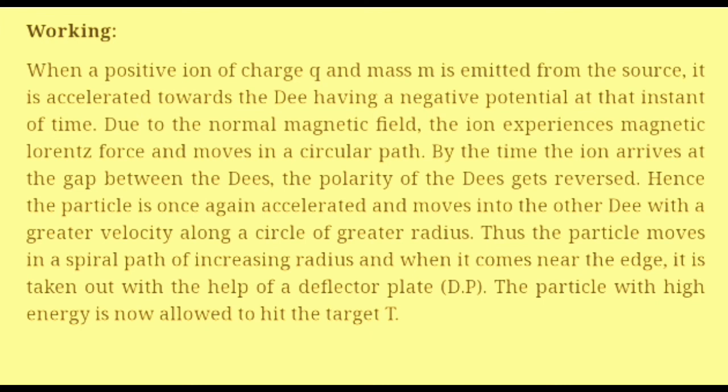radius. Thus, the particle moves in a spiral path of increasing radius, and when it comes near the edge, it is taken out with the help of a deflector plate DP. You can see the deflector plate in the construction diagram of the cyclotron. The particle with high energy is now allowed to hit the target T.